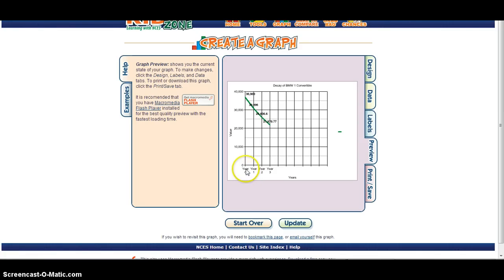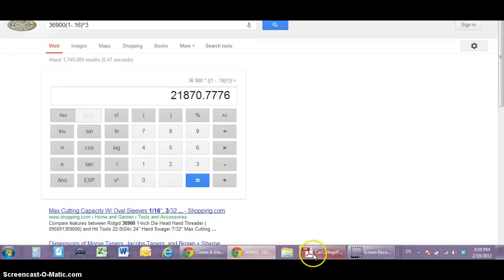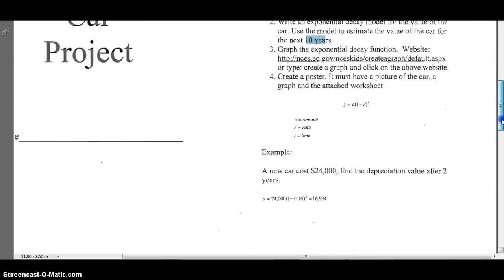So I had to make that adjustment because we started at year 0. We always have to have our starting point. So we went from year 0, it was at 36,900. Then after 1 year of this 16% decay, it went here. After 2 years, it went here. 3 years, it went here. And we have to see how the decay keeps going and see what my endpoint is. So that would be basically your processes for the car project.